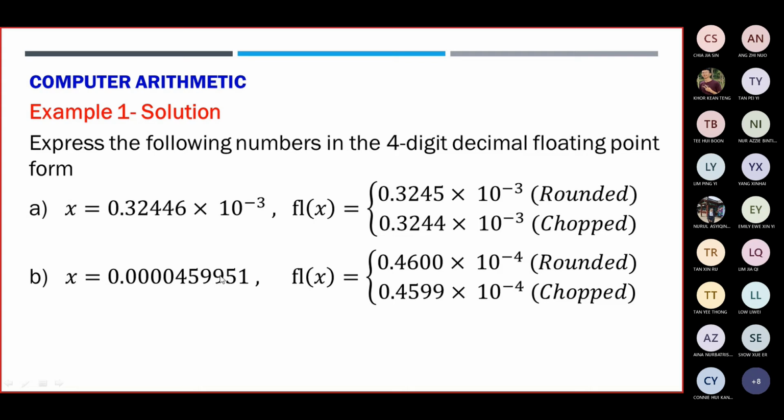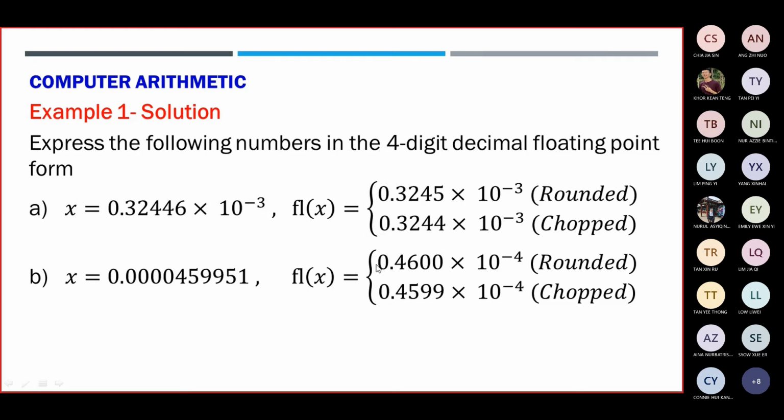So remember, when the nearest digit is 5, you look for the nearest number. Since it is already 5 and above, we round up, so it comes closer to the larger number, which is 6. So it just adds 1, it becomes a 10, and you bring 1 over, and it becomes a 6. So eventually what happens is 0.4600. It's a 4-digit decimal floating point.